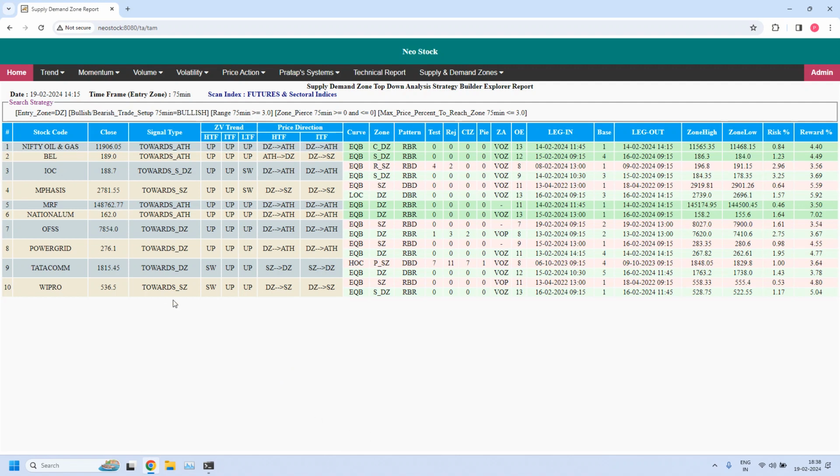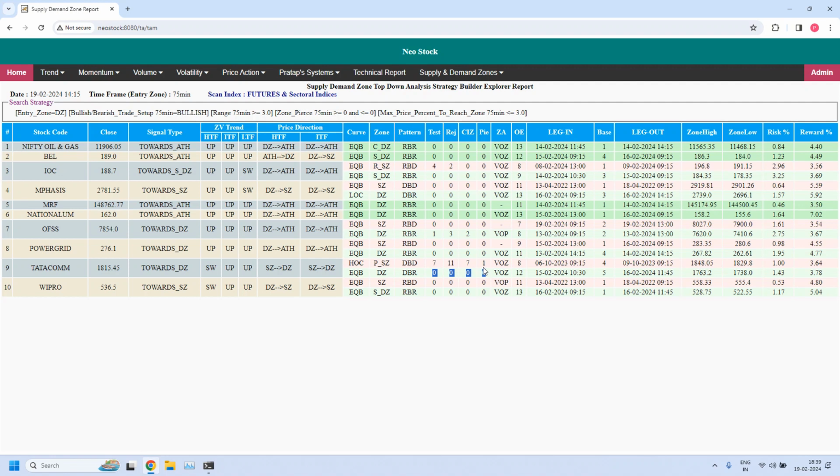But any stock, IOC is moving towards the demand zone. This is a fresh zone, 75-minute zone, IOC. And any other stocks are moving towards the demand? OFSS is also moving towards it, but it is already tested. A normal zone, you won't plan the trade. There is one more. Power Grid is also moving towards the demand zone. It is also a fresh zone. And Tata Communication is also moving towards the demand zone. This is also a fresh zone.